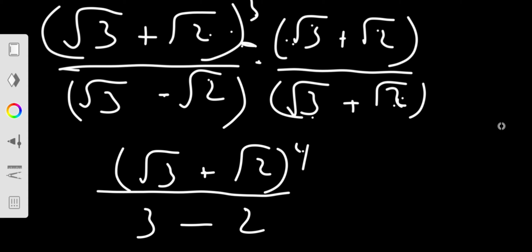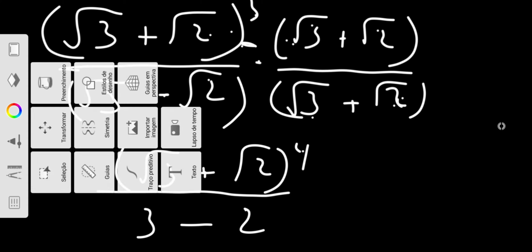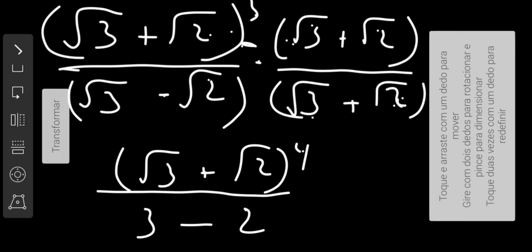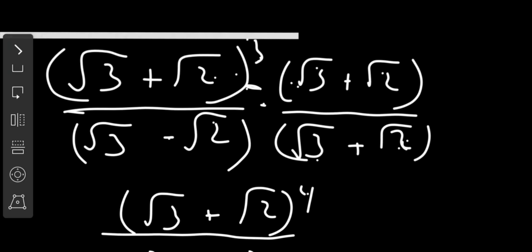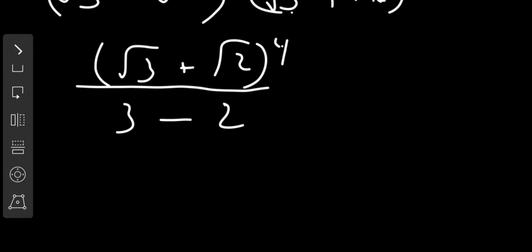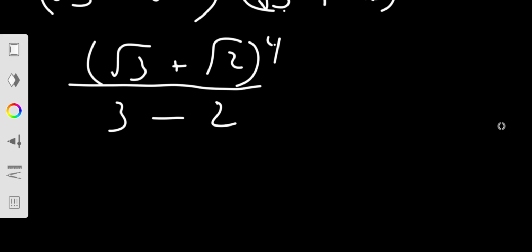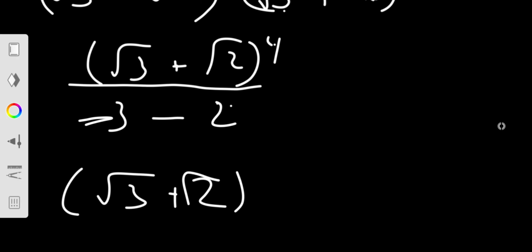And how do we go further than this? So the way is by using the second tip. Now this part over here will be just divided by 1, right? This part over here, 3 minus 2, is just divided by 1, so we got rid of it. So we'll have square root of 3 plus square root of 2 to the fourth power.